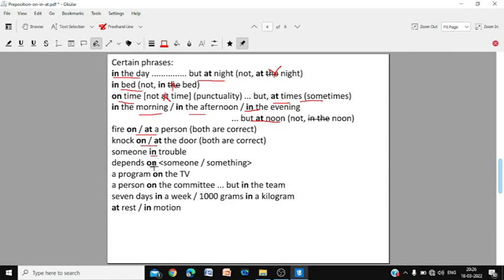Depends on something or depends on someone. A program is always on the TV. A person on the committee, but a person is in the team. A player is in the team, but a person is on the committee. We have got 7 days in a week, 1000 grams in a kilogram. We say an object is at rest, but an object is in motion.